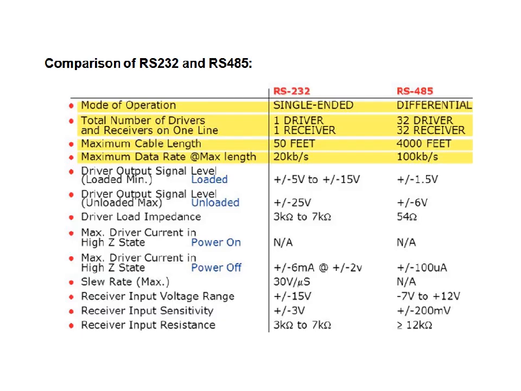This is the comparison of RS232 and RS485. The first four are the most important specifications and differences between these two standards. The mode of operation for RS232 is single-ended, and for RS485 it is differential. The number of drivers and receivers is 1 and 1, whereas RS485 supports 32 drivers and 32 receivers. The cable length is 50 feet, whereas for RS485 it is 4000 feet.